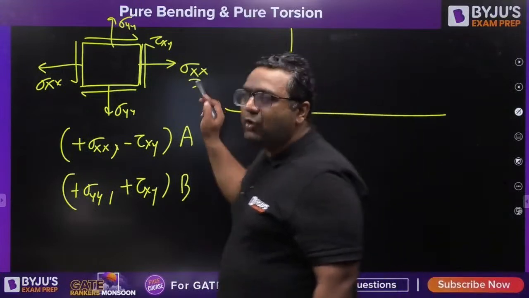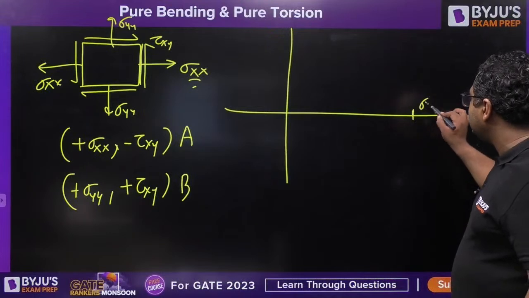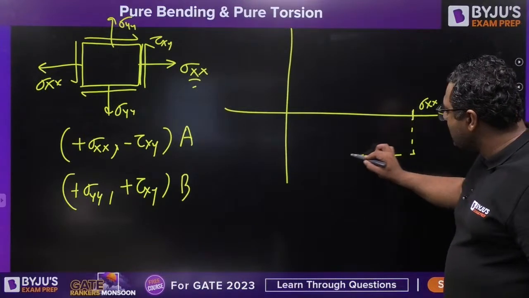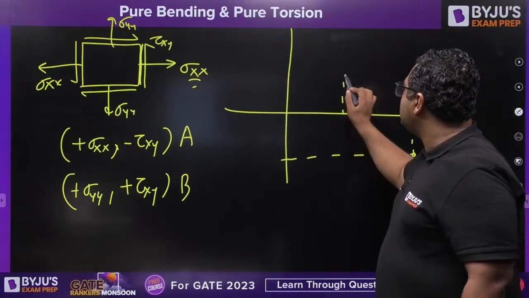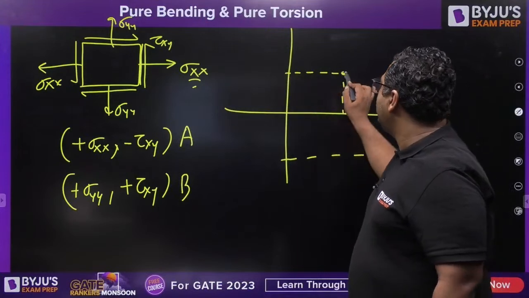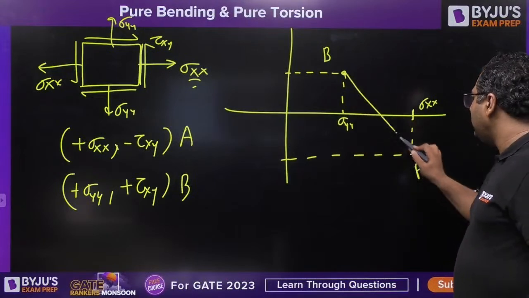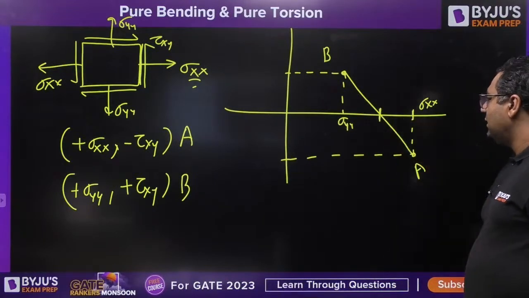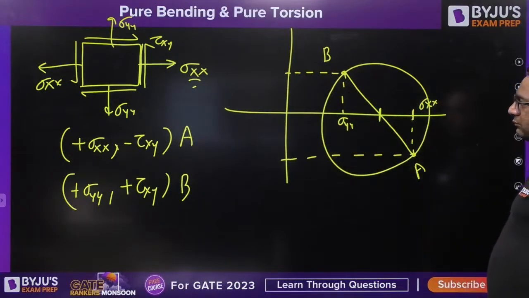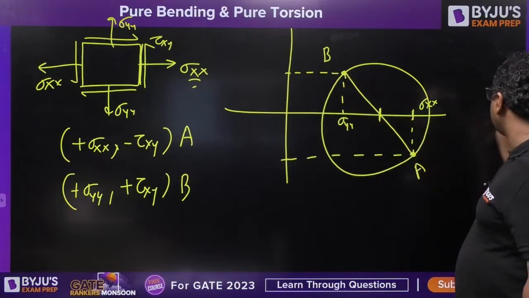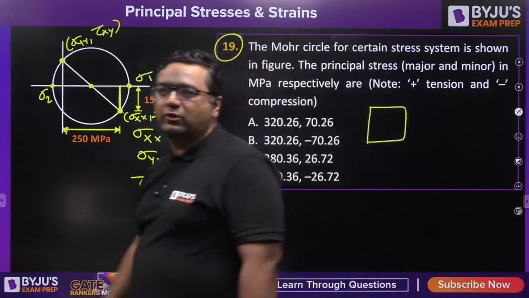Let us say sigma xx is more than sigma yy. Then this point would be sigma xx, minus tau xy. This point is A. Sigma yy, plus tau yx. This point is B. This is sigma yy. Join AB, take the center here and plot the circle taking this as the diameter. So these 2 points are given to you in the question. Very easily anyone can solve this.